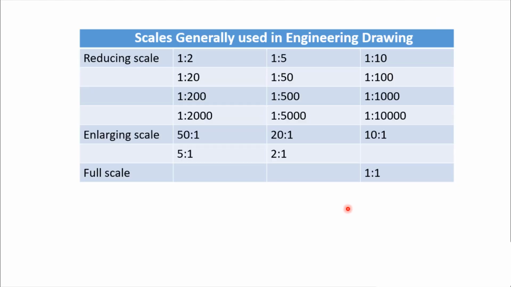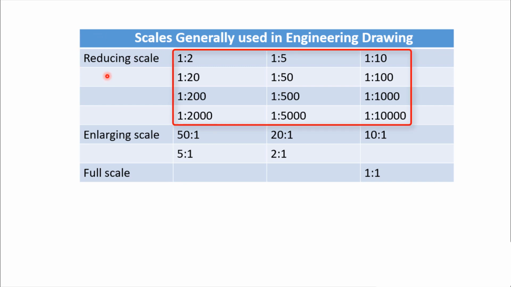Based on this definition, in engineering drawing, there are a set number of scales which we can use. We should not use any other scale unless it is unavoidable. Always we should use either of these scales. Now for reducing scale, that means the object is large and we are trying to fit it into our drawing sheet by reducing the size. In that case, we can use 1 is to 2 or 1 is to 5 or 1 is to 10. And similarly, we can use any of these reducing scales and we can draw the object on the drawing sheet.